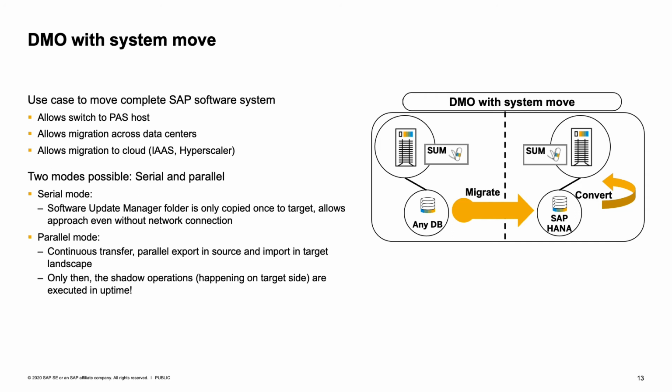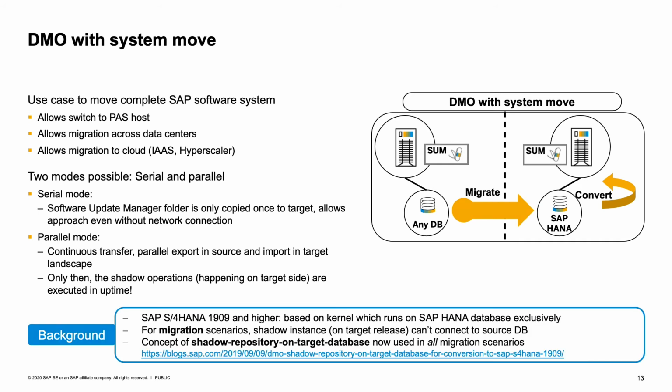Parallel mode means that we have a continuous transfer from source to target. In the source, the Software Update Manager is exporting data and the target import takes place. And only then, with the Software Update Manager, the shadow operations building up the shadow repository on the target happen in uptime. So if you use the serial mode, all the shadow operations on the target system happen while the source system is in downtime. That's why you should definitely avoid this.